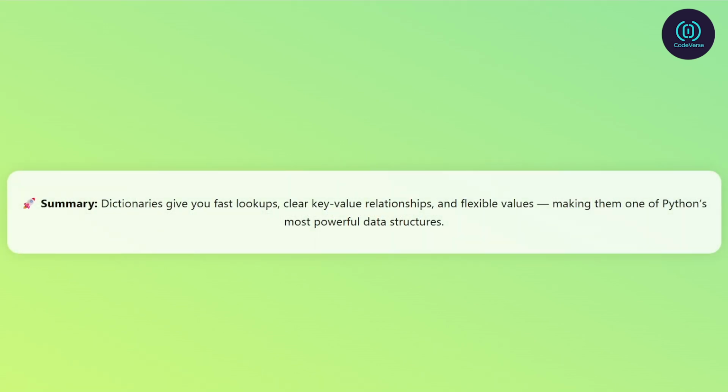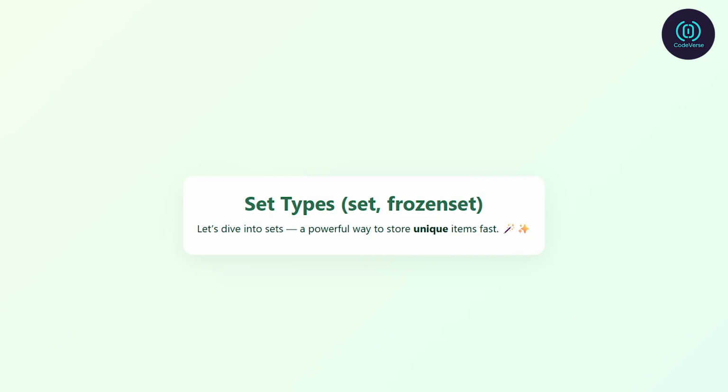Summary. Dictionaries give you fast lookups, clear key-value relationships, and flexible value types, making them one of the most powerful data structures in Python. Let's talk about one of Python's most interesting and underrated data types, sets.